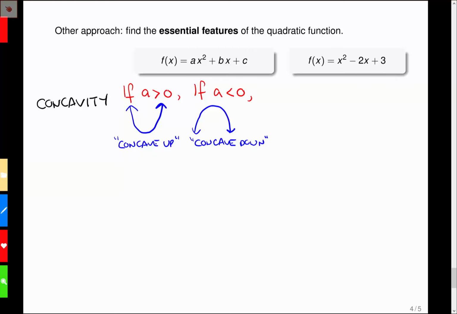For our quadratic, the leading coefficient is implicitly 1, since x squared is really 1 times x squared. 1 is certainly positive, so we have a concave up parabola.